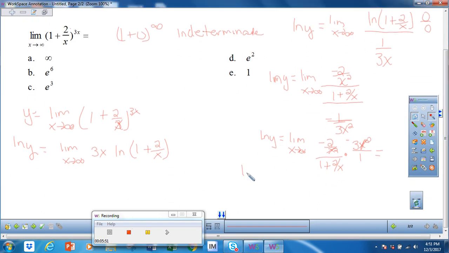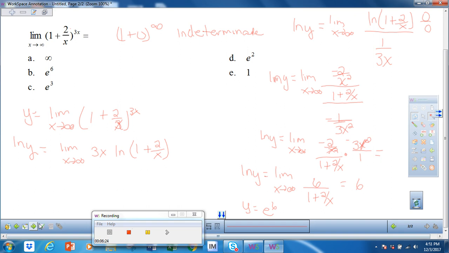I'm left with the natural log of y is equal to the limit as x approaches infinity. Those x squareds cancel. Negative 2 times negative 3 gives me 6 over 1 plus 2 over x. And as I go towards infinity, that is simply 6, because this becomes 0. But remember, this is the natural log of y equals 6, so y is equal to e to the 6th.